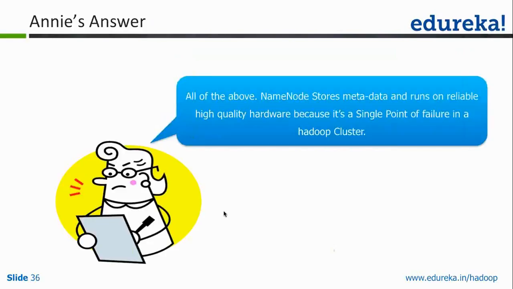Name node stores metadata and runs on reliable, high quality hardware because it's a single point of failure in a Hadoop cluster. Okay. Utpal says, let us see, and he is actually challenging you. And Utpal finds Annie cute. Annie is smiling. She doesn't smile a lot. Okay. Great. So let's see.